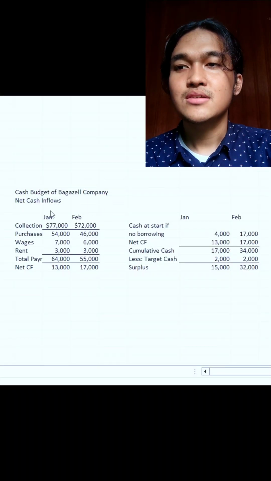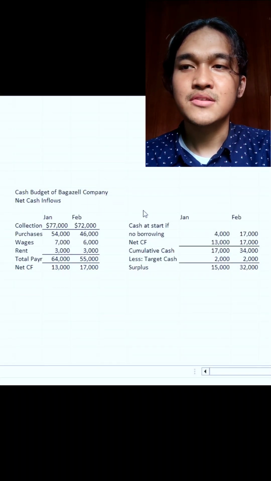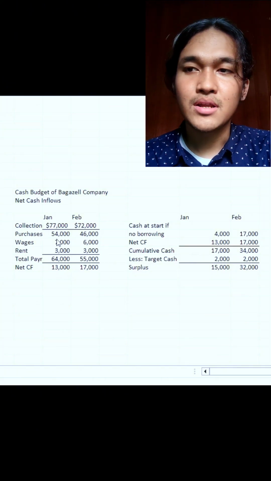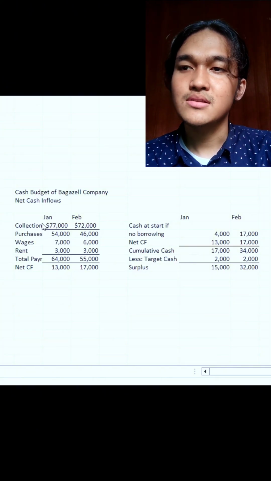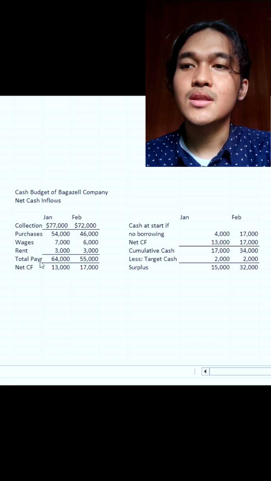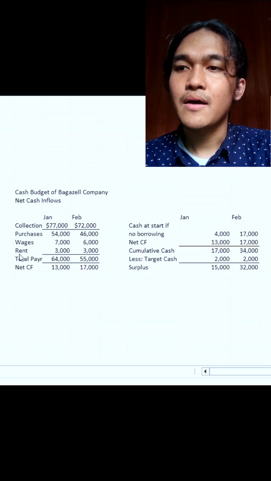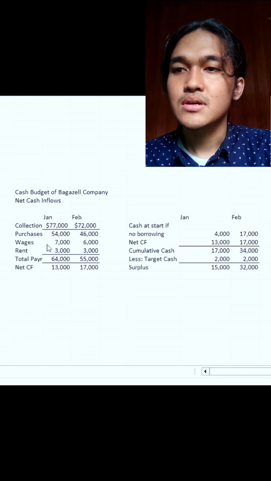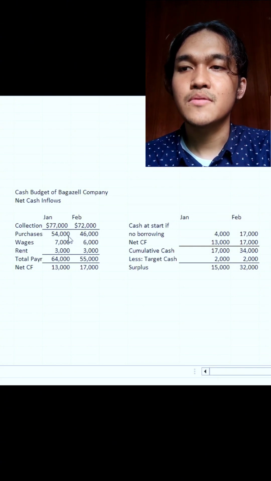Now, let's take a look at this example. Here we have the cash budget of a Bagas company for January and February. Here we have the inflow, which is collection, 77,000 for January and 72,000 for February. And then we have the outflow, which is purchase, wage, and rent. To get the net cash flow, we have to sum up the outflow first. And then we get the total payment 64,000 for January and 55,000 for February.